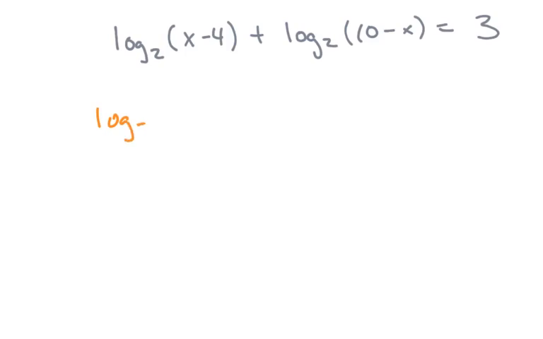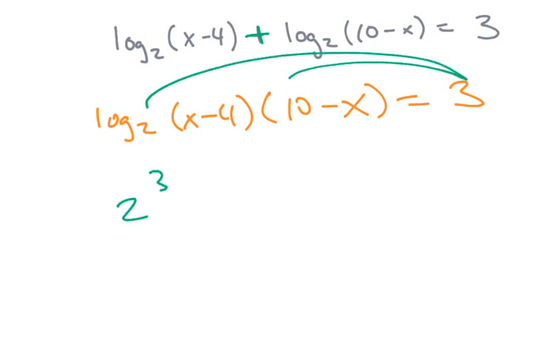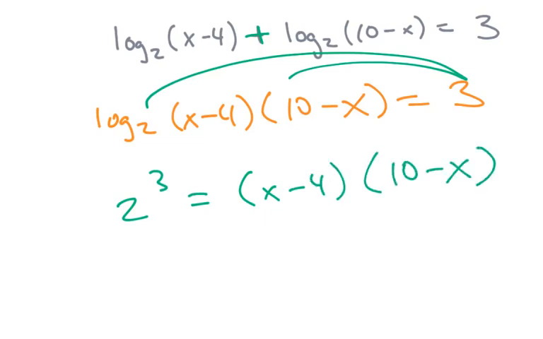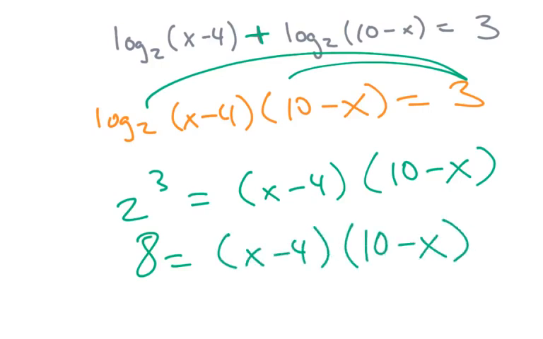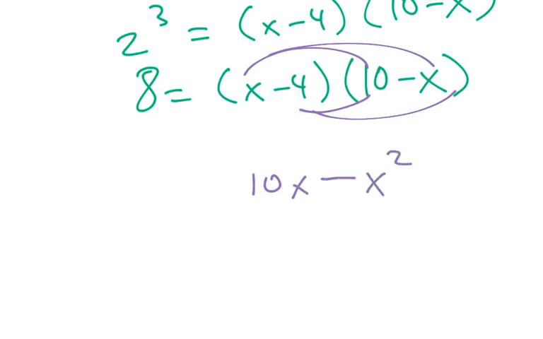We're going to get log base 2 of (x minus 4) times (10 minus x) equals 3. Again, because you're adding, you multiply the arguments. So this gives me 2 cubed is equal to (x minus 4) times (10 minus x). So 8 equals (x minus 4) times (10 minus x). We're going to clean this up. So we're going to FOIL this out. So this gives me 10x minus x squared minus 40 plus 4x equals 8.